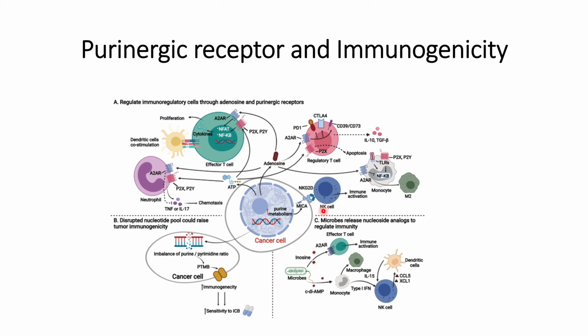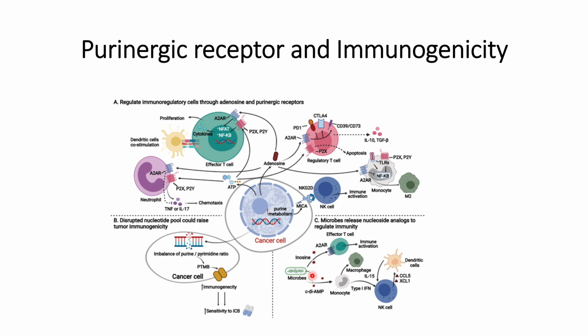The next thing, similar to this purinergic immune response through purinergic receptors, is that microbes will release nucleoside analogs to regulate immunity, or microbes will release nucleosides that are similar to these purines. Those are known as inosines, and these inosines will also be able to interact with the A2AR receptors that are present on the effector T cells, and that will trigger an immune response.